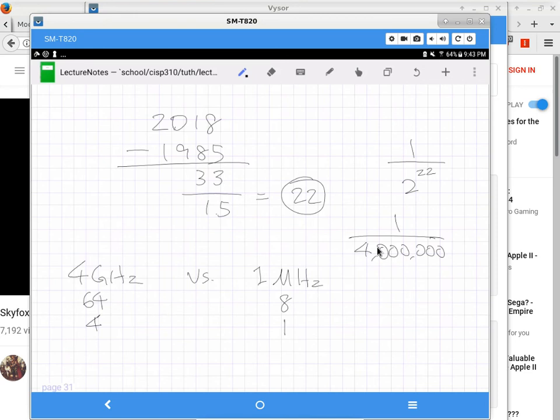How many ALUs do we have in an i7 processor? Arithmetic logic unit, just for integers. I don't even care about the floating point part. Let's call it 2, okay? Which is totally underestimating. 2 versus 1.